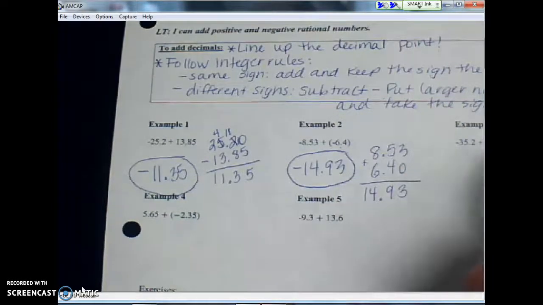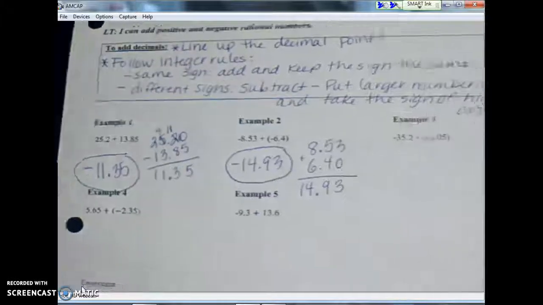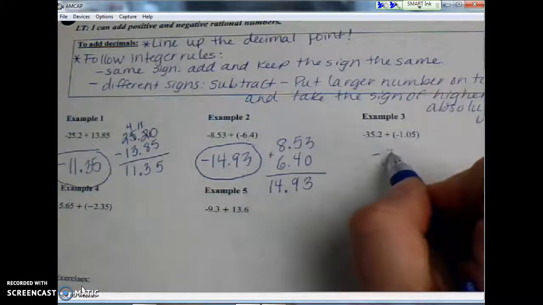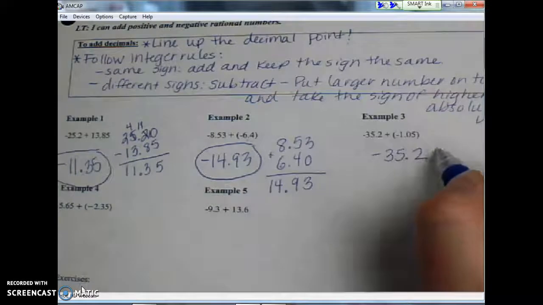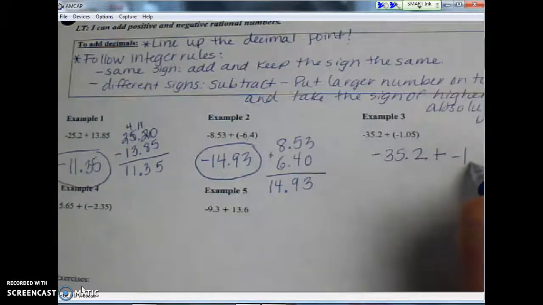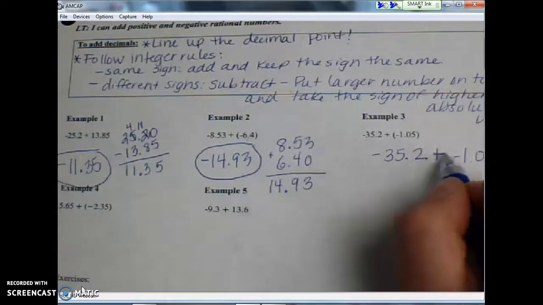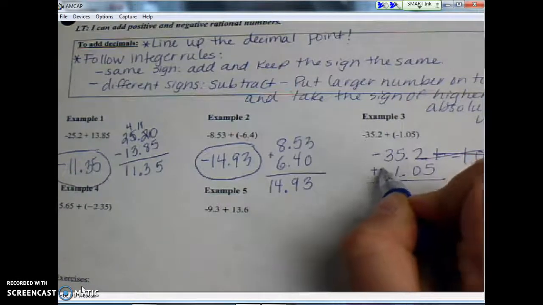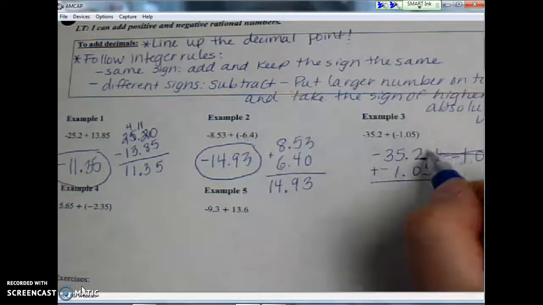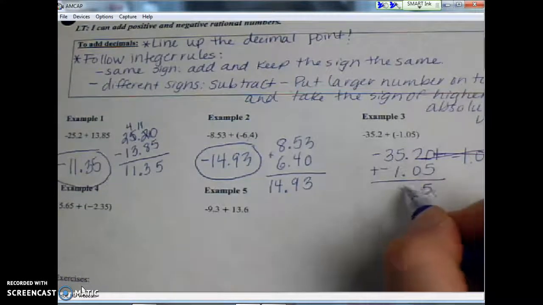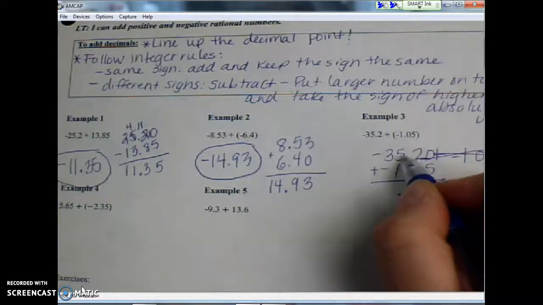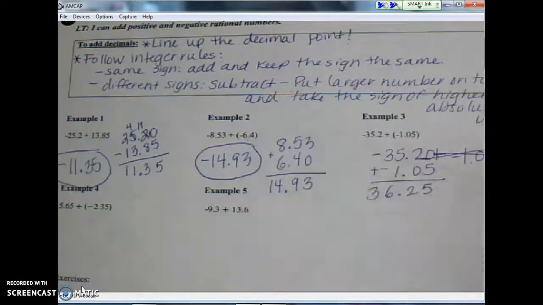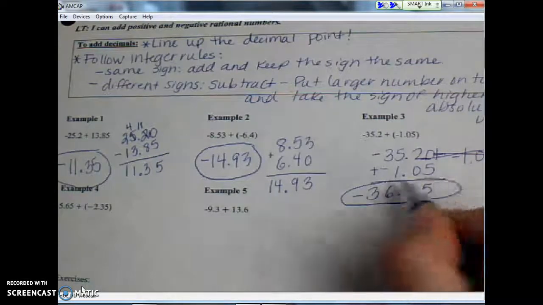Looking at example 3, it is also a negative plus a negative. So I have a negative 35 and 2/10 plus negative 1 and 5/100. So I can just line those up. So negative 35 and 2/10, I want to put it just right underneath. Doesn't do me any good to have it next to it. I want to line it up underneath. I put my zero placeholder. I have a 5 and a 2. Bring my decimal down. 5 plus 1 is 6 and a 3. And so it's a negative plus a negative, so it's a negative 36 and 25/100.